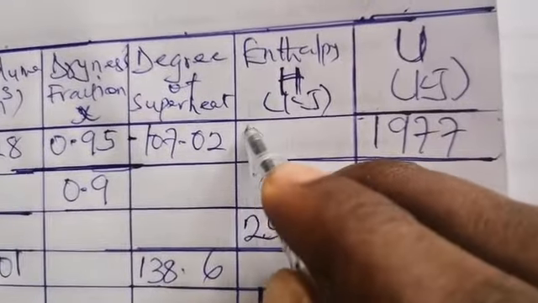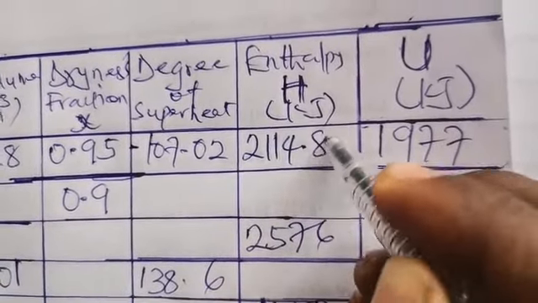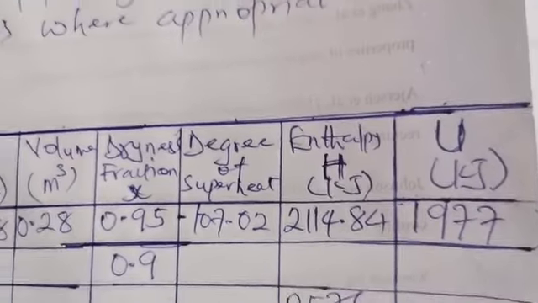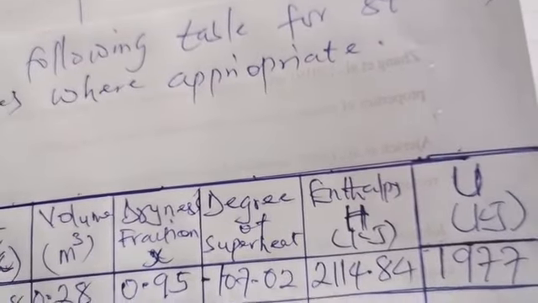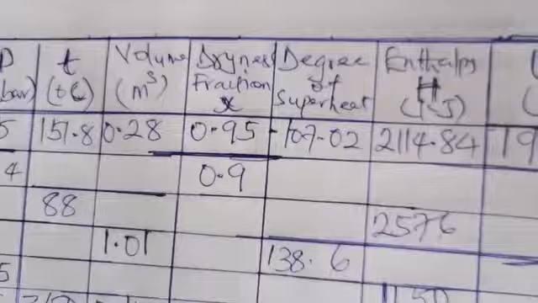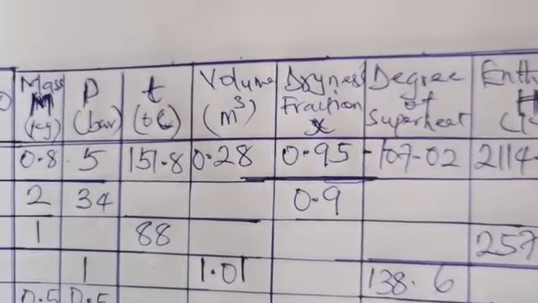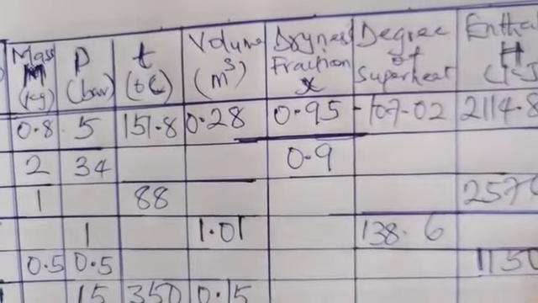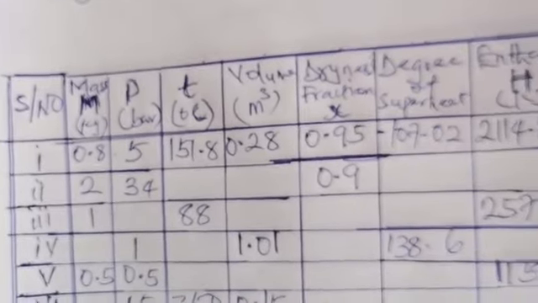So we'll have 2114.84 kilojoules. All right, guys, the video is longer than expected, so I'm actually going to pause this here and I will do another video for the second column. That's what I will do because it's getting too long. All right.